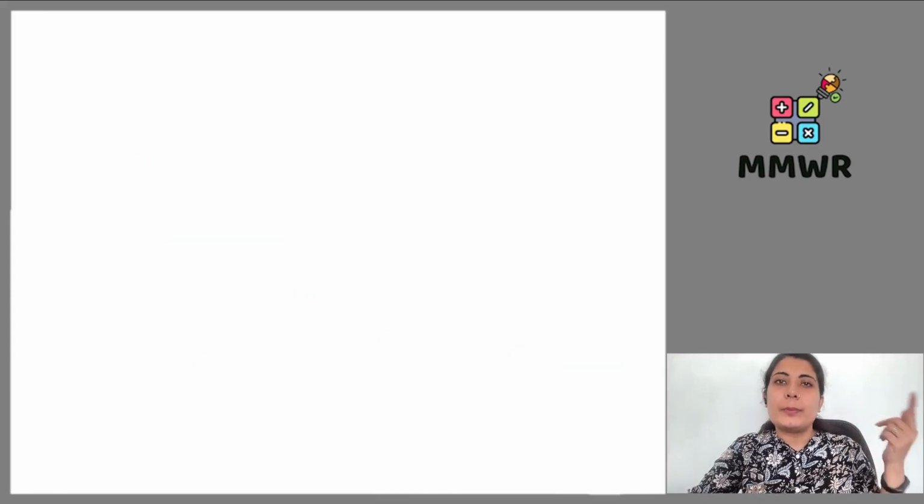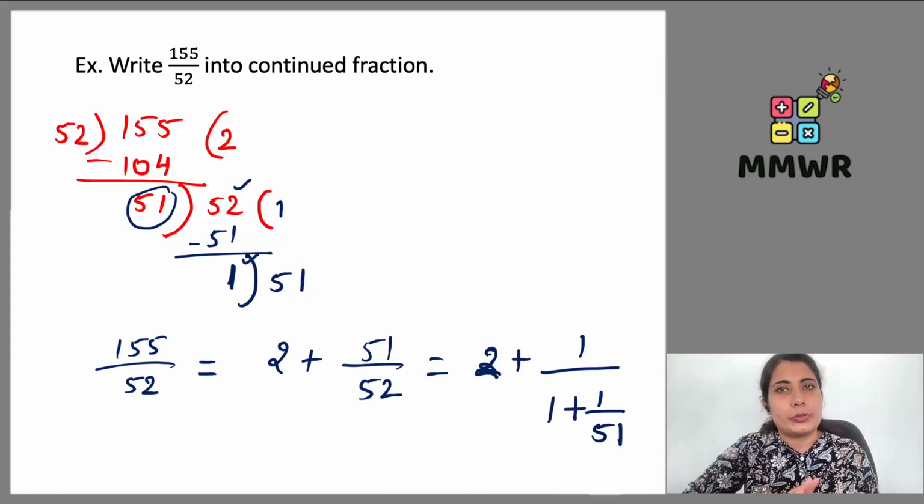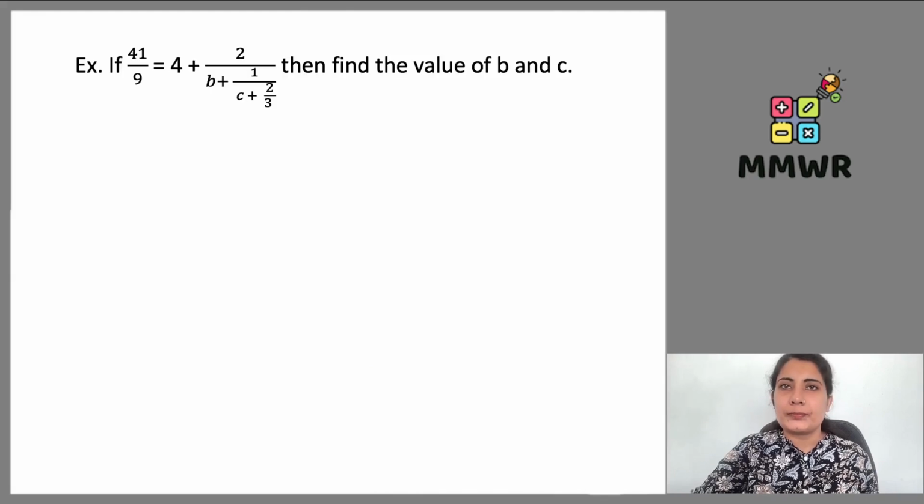We can do it by the basic method also, but that will be a lot more time-taking. You can try this method once. Whatever doubts you are getting, you can definitely put them in the comment box. Let's move to the next example.